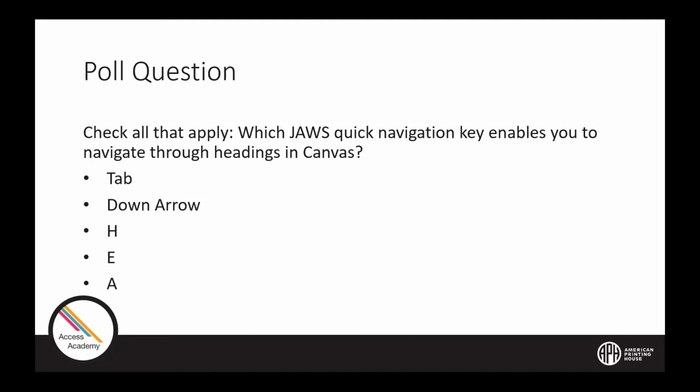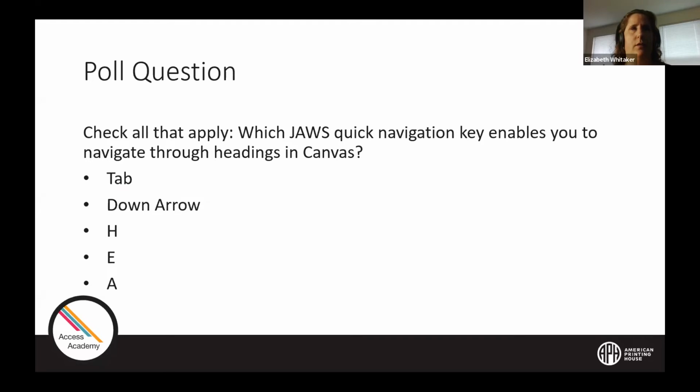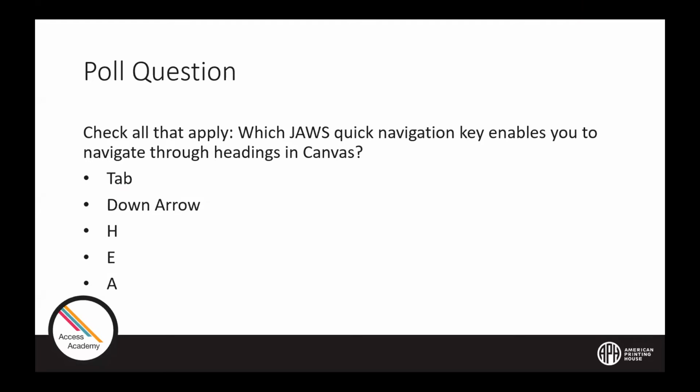All right, there might have been an issue because we skipped it the first time. I don't see folks responding. It isn't clickable, so if you want to drop your answer in the chat, that would be fantastic. Paul, do you mind reading those again? Sure. Which JAWS quick navigation key enables you to navigate through headings in Canvas? Tab, down arrow, H, E, and A. I'm seeing a lot of H's coming in. That's good.